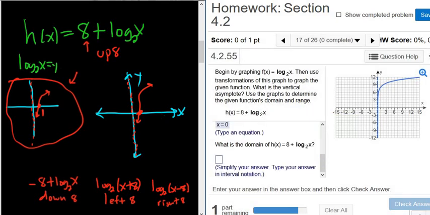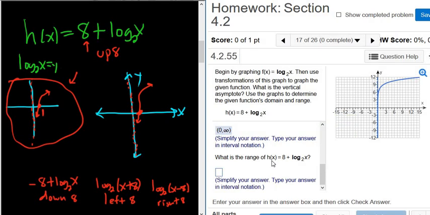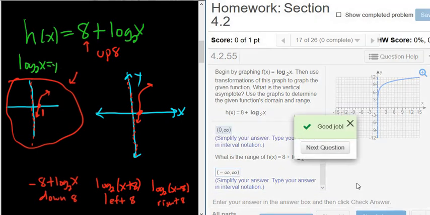The domain starts at the asymptote, so 0 to infinity, and it's always a parentheses here because it never actually touches that dotted line. So 0 to infinity. And the range is always all real numbers for logs. It's negative infinity to infinity. From the bottom up, every possible y value is being achieved. So negative infinity to infinity. And that's it. I hope that made sense.